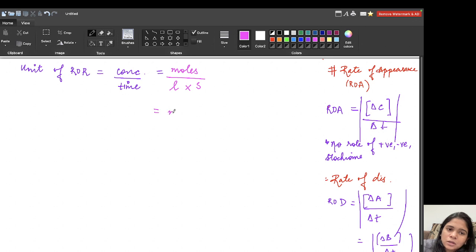So what will be our unit of ROR? Moles, liter inverse and second inverse will be your unit of ROR, moles per liter per second. Now in case of gases, you are taking ATM, right? Pressure unit, we take pressure unit, so that thing will be ATM. Here it will be ATM, pressure per time, ATM per second.